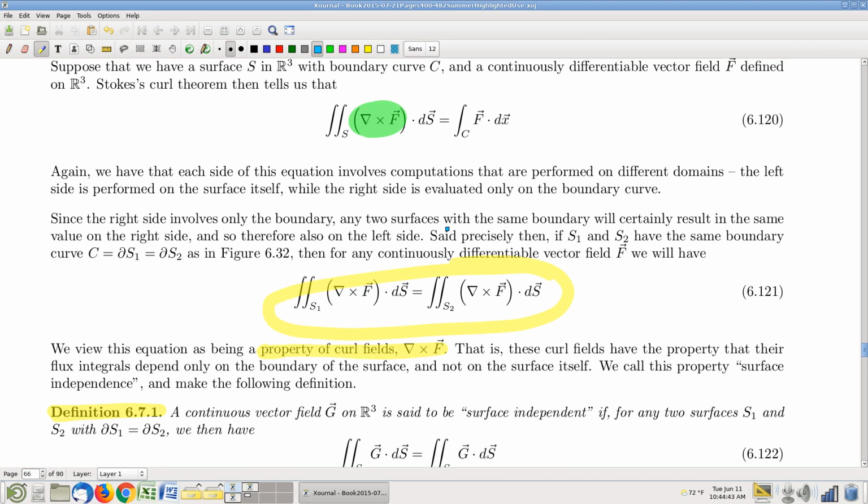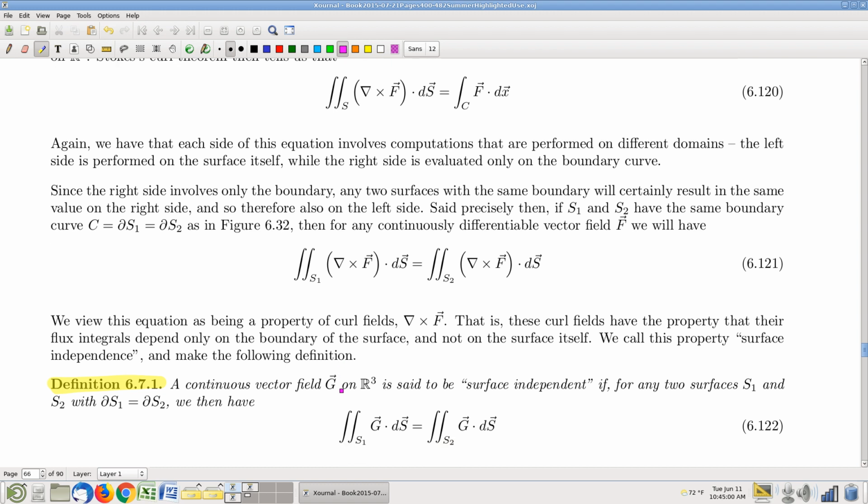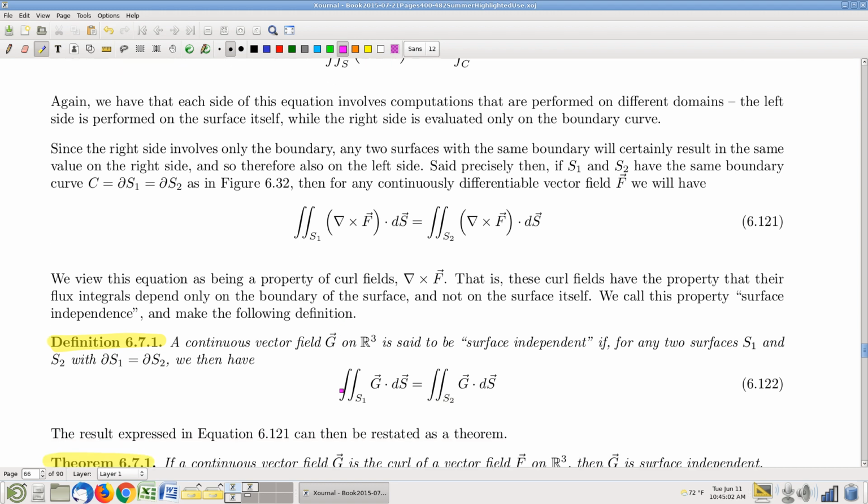Okay, so let's talk about surface independence. Again, we have this lovely feature here. These vector fields, amazingly, it doesn't matter what surface you pick. Pick any surface, as long as the boundary curve is fixed, you're going to get the same value of the flux. So let's write that down as a property.